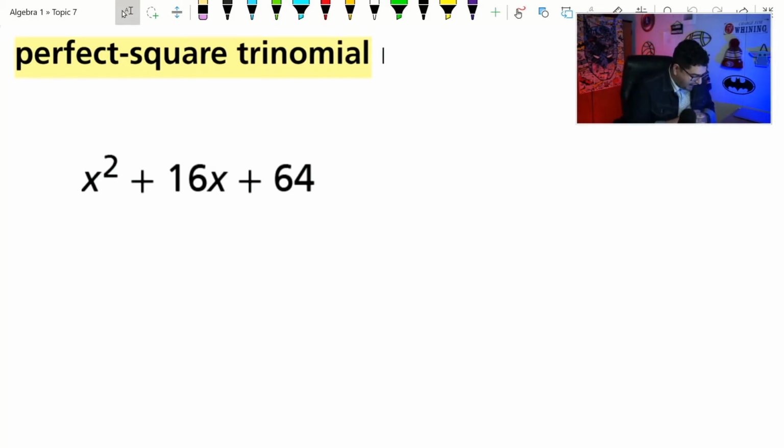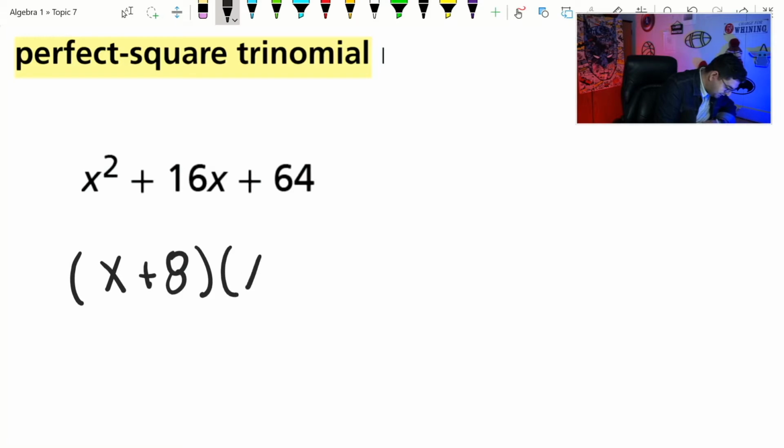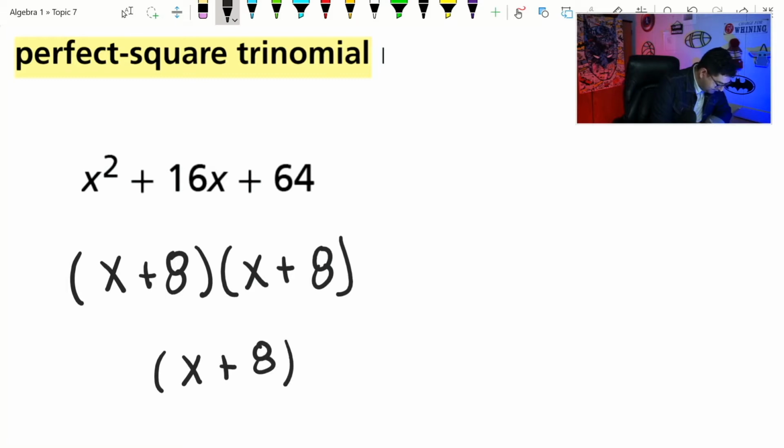In this case, I am thinking of two numbers that multiply to get 64, but at the same time add together to get 16. The two numbers that can do that are 8 and 8. So if I factor it, you would see that I get x plus 8 times x plus 8. These are two identical binomials, which we can simplify and write as x plus 8 squared. And this is what makes it a special case.